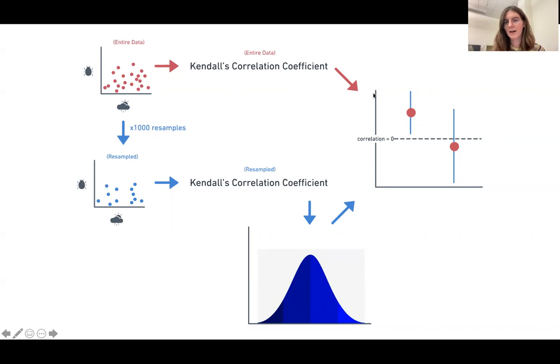Essentially, you'd get a graph with the y-axis being correlation coefficients, the x-axis being your categorical variable. And if your confidence intervals did not cross the imaginary 0 line, then it would be a significant relationship. But if the confidence intervals cross that 0 line, it would be an insignificant relationship.